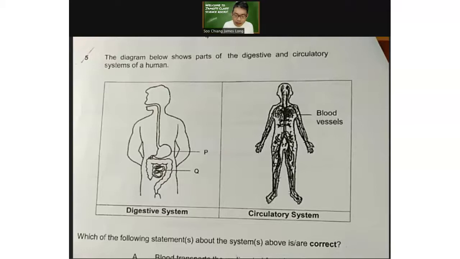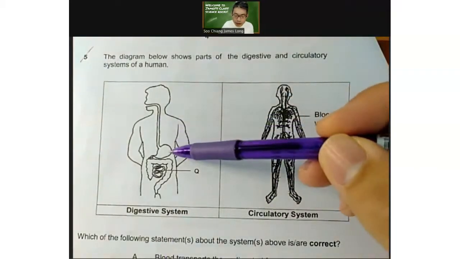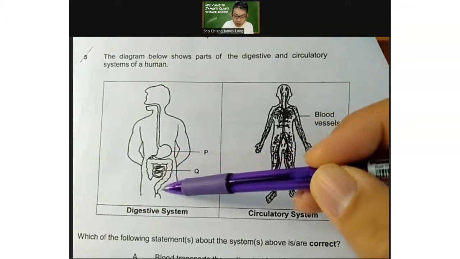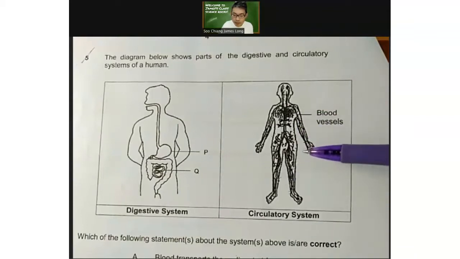So clearly the one in the digestive system, you have the parts like mouth, gullet, stomach, small intestine is here, large intestine. Of course, you have your rectum and anus. And for your circulatory system, you will have your heart, followed by your blood vessels and the blood flowing inside through all parts of the body.